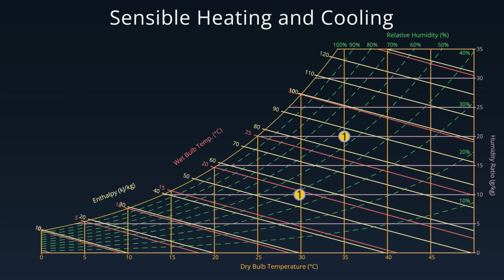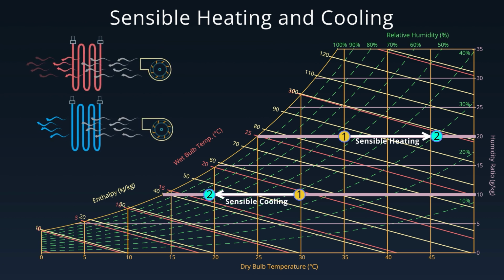Let's start with sensible heating and cooling. In both cases, the dry bulb temperature changes, but the humidity ratio stays constant. In other words, no moisture is added or removed. This happens when air passes over a heating coil or a cooling coil without any condensation or evaporation.